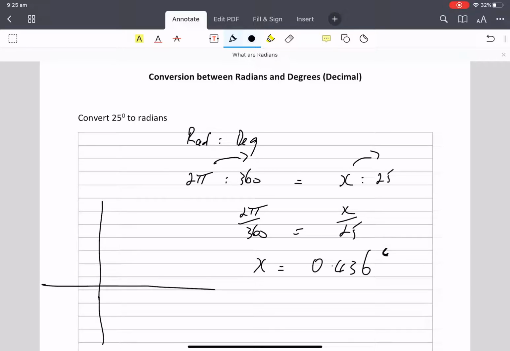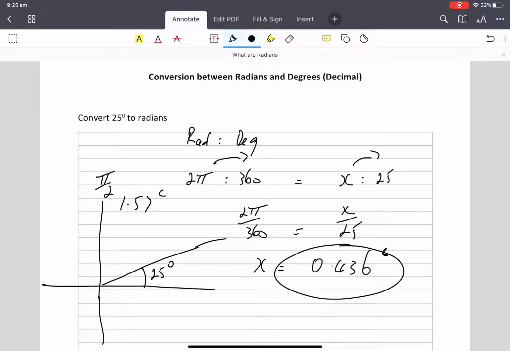That's my unit circle, 25 degrees is not a big angle. And we worked out before that 90 degrees was pi on 2, and pi on 2 was 1.57 radians. So 0.436 is about a third of the way up. So 25 degrees or 0.436 radians is the same angle, and we're just using rates and ratios.